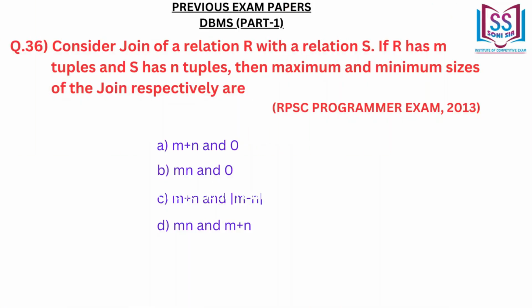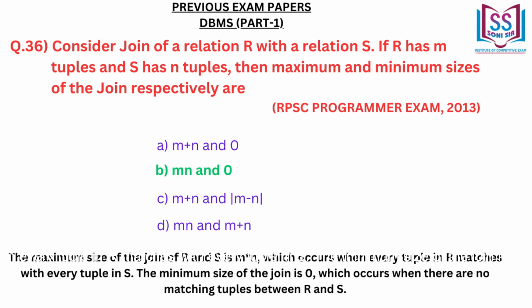Consider join of a relation R with a relation S. If R has m tuples and S has n tuples, then maximum and minimum sizes of the join respectively are A. m plus n and 0. B. m into n and 0. C. m plus n and absolute value of m minus n. D. m into n and m plus n. Correct answer B. m into n and 0.